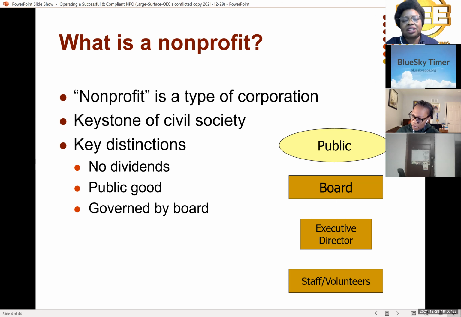So the distinction of being a nonprofit corporation is that there is no personal gain, supposedly, from running a nonprofit. You don't give dividends to your board. You're doing it for the public good. And every nonprofit has to have a board. You cannot be the founder and run it by yourself.